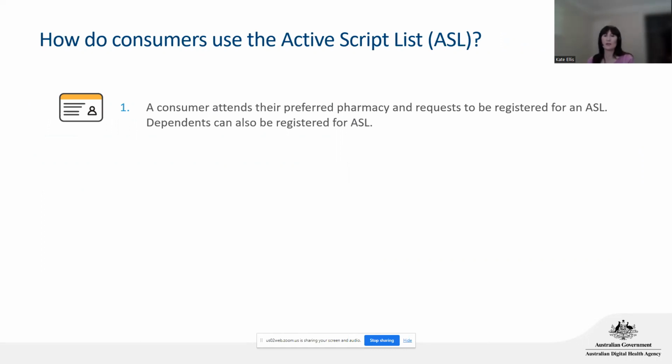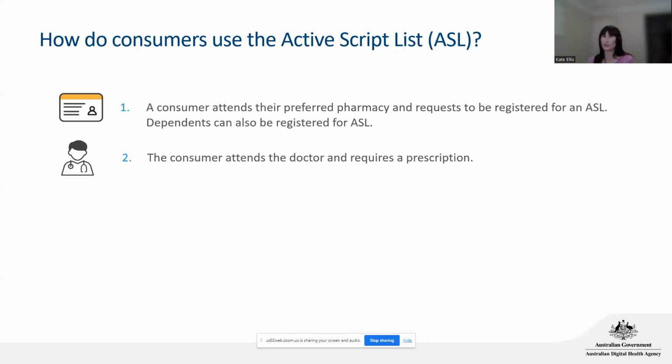So if you're interested in this part of electronic prescriptions, go to your preferred pharmacy, go to your local pharmacist and ask about it. Ask about, well, I've heard about the Active Script List. What is it? Do you think it's the right choice for me? Should I be registered?